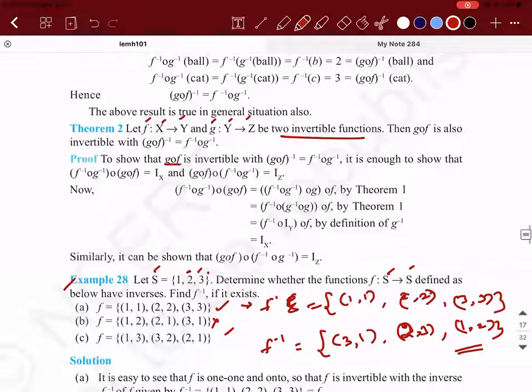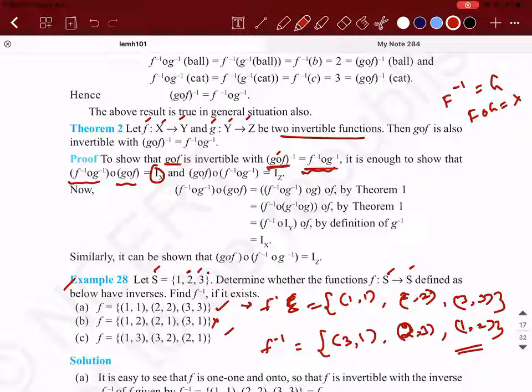To show that G circle F is invertible with G circle F inverse equal to F inverse circle G inverse, it is enough to prove that F inverse circle G inverse of G circle F is equal to I of X. Okay. If this G circle F is called capital F, this is capital F inverse, and F inverse circle G inverse I call capital G. If F inverse is equal to capital G, what will you prove? F circle G is equal to I of X. If you prove that, is it not enough? So that's what they are saying.